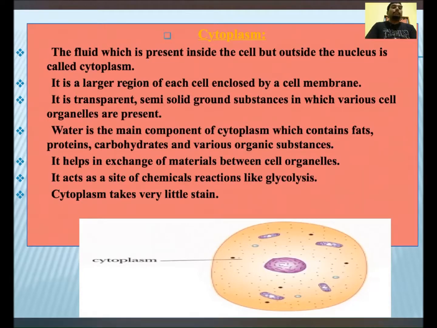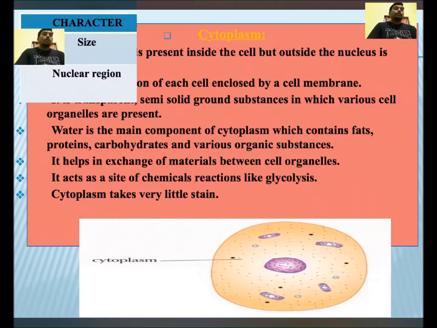Cytoplasm takes very little stain; it does not take much color. So it is a very important part of the cell and we will discuss it and the cell organelles later on.